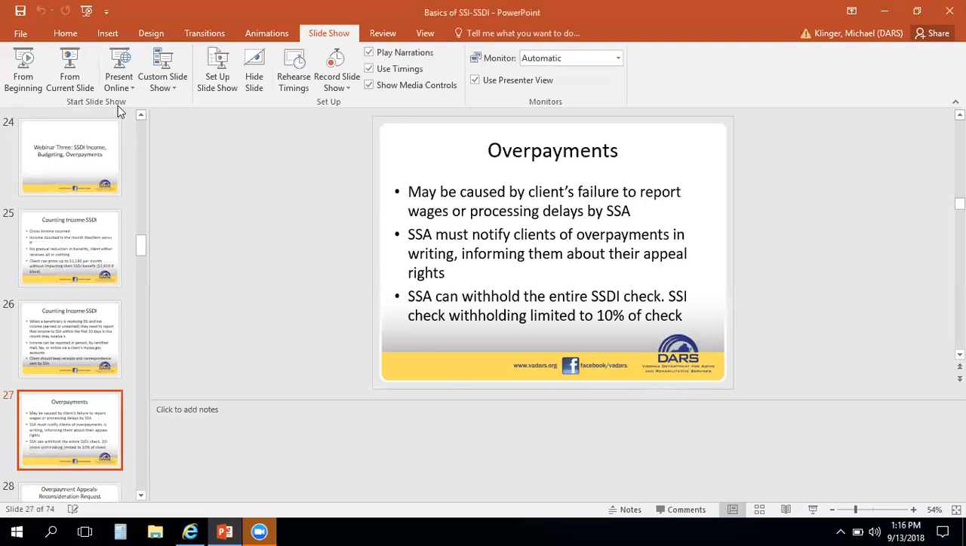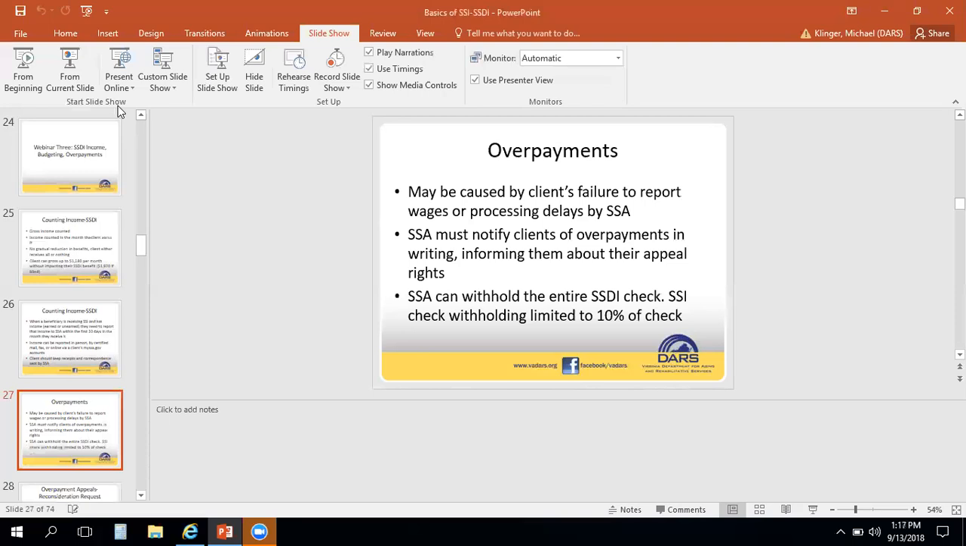Now, the reason why I wanted to talk to you about overpayments, though, in the SSDI section is because people on SSDI are often the people that get the most overpayments. And the reason is because of the way that Social Security counts the income. Just a couple minutes ago, I told you about how if a client is earning less than the $1,180 a month, they are entitled to their whole check for the month.